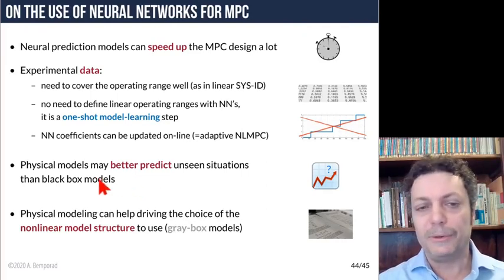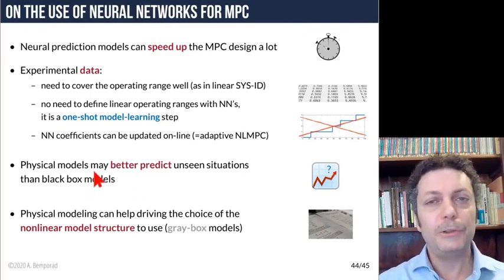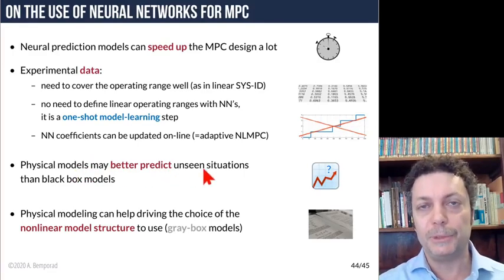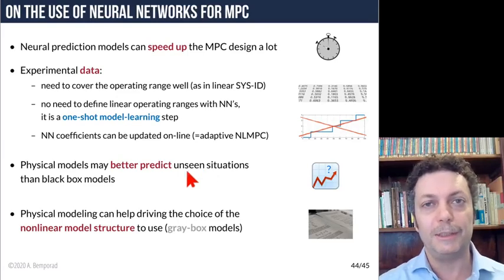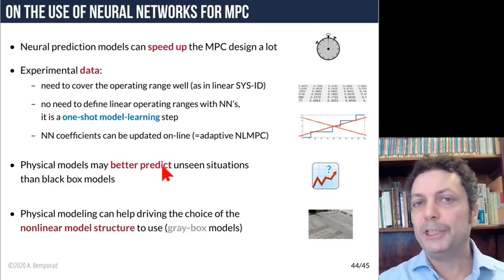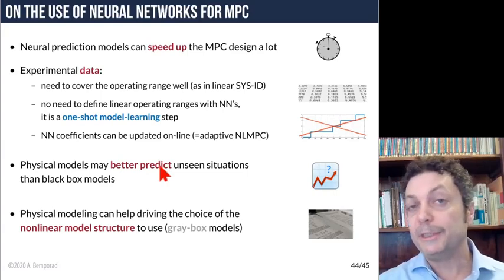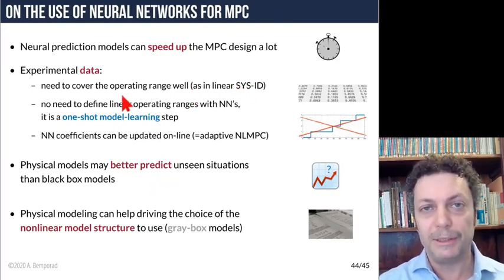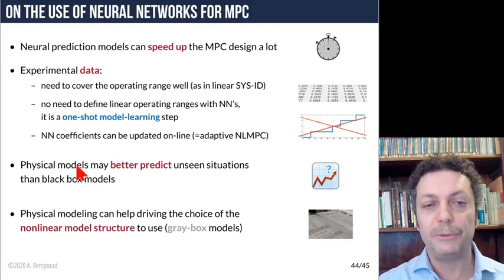How about physics-based models? I think you shouldn't throw them out. Experience tells that physics-based models are usually better at predicting unseen situations, because you are injecting knowledge of the physics in the model that you don't inject in a black box neural network model or other types of black box models. The calibration of the model parameters can be simpler because you typically have fewer coefficients to calibrate, although you still will have to run experiments and design your experiments properly to calibrate the parameters of the physics-based model.